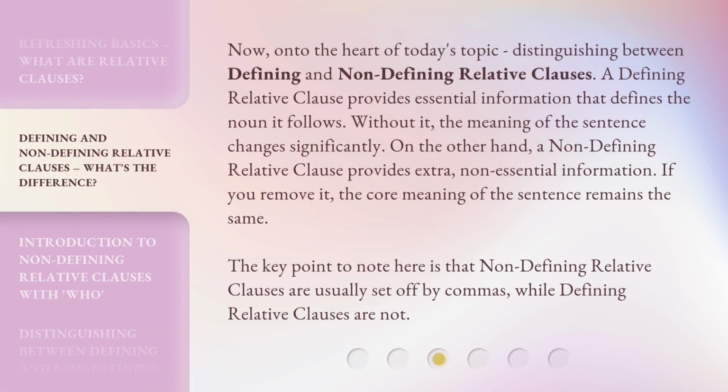Now, onto the heart of today's topic, distinguishing between defining and non-defining relative clauses. A defining relative clause provides essential information that defines the noun it follows. Without it, the meaning of the sentence changes significantly. On the other hand, a non-defining relative clause provides extra, non-essential information. If you remove it, the core meaning of the sentence remains the same. The key point to note here is that non-defining relative clauses are usually set off by commas, while defining relative clauses are not.